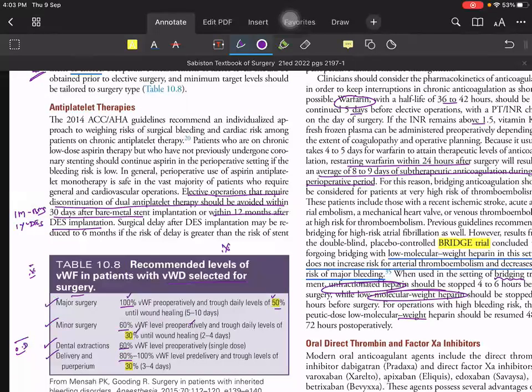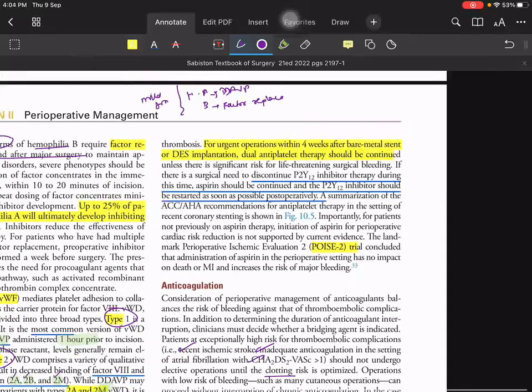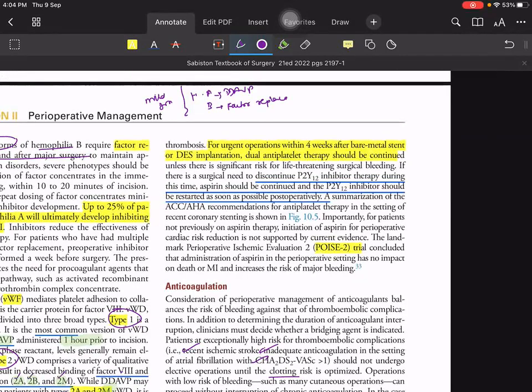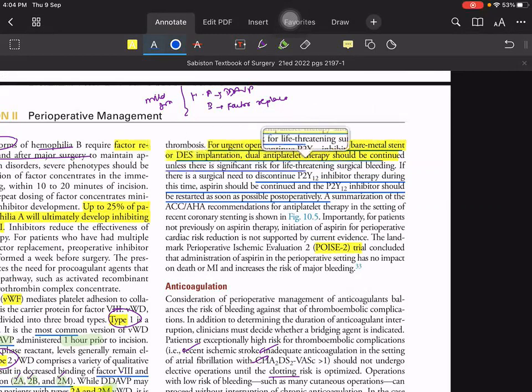You should avoid the surgeries. If there is an urgent operation within 4 weeks after bare metal stent or DES implantation, dual antiplatelet therapy should be continued, unless there is significant risk of life-threatening surgical bleeding. Another point: discontinue P2Y12 inhibitor therapy during this time, aspirin should be continued, and the P2Y12 inhibitor should be restarted as soon as possible postoperatively. Anything they ask will be about the P2Y12 inhibitors.